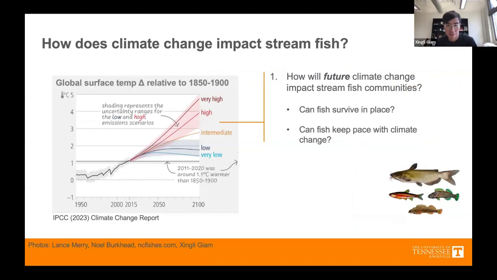Like, for instance, can the biodiversity, can the biota survive in place? Would it get too warm, or would it get too dry for the various species to actually survive? And then if they have to move, can they actually keep pace with the pace of climate change to access the habitat that is more thermally and flow suitable for them?